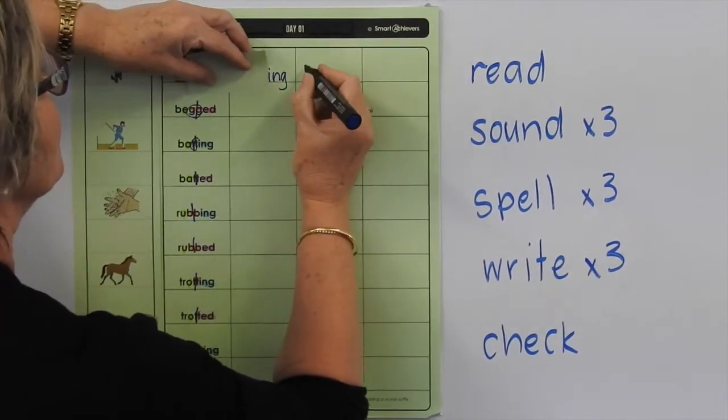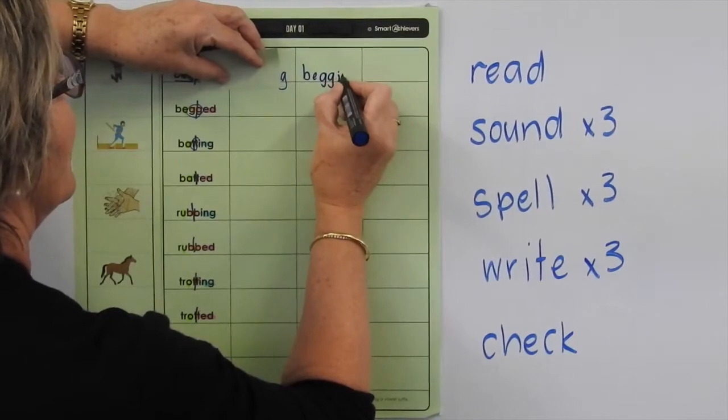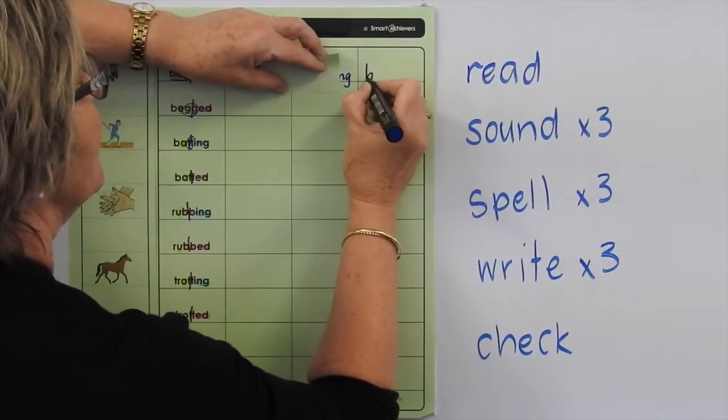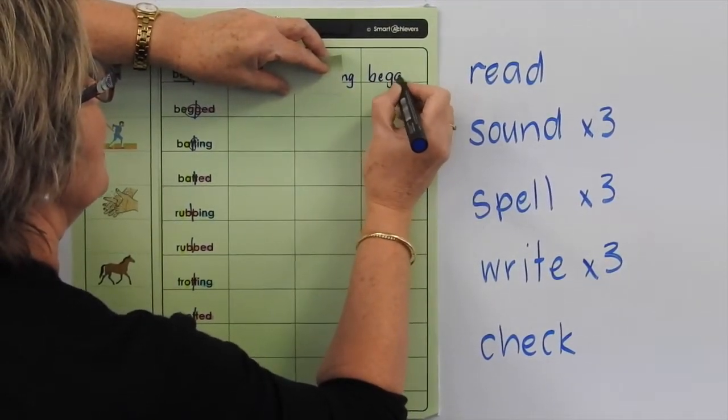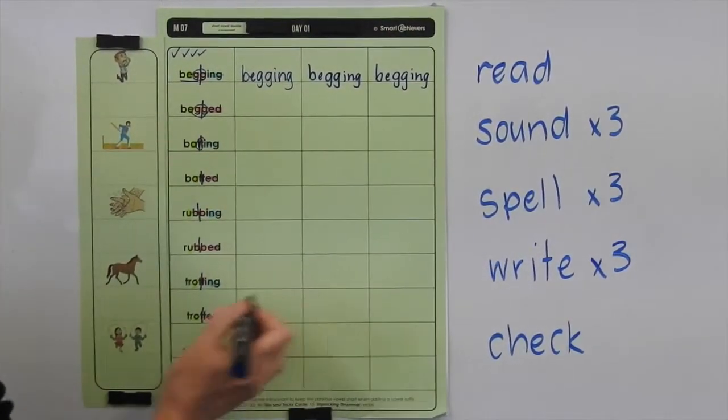B-E-G-G-I-N-G, and you could also say B-E-double-G-I-N-G. Okay, you can finish that page off on your own.